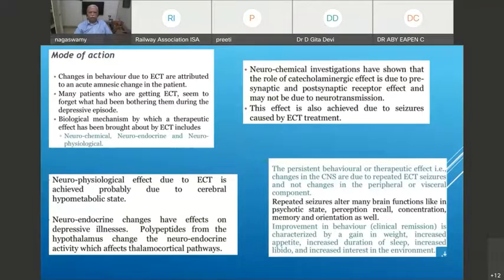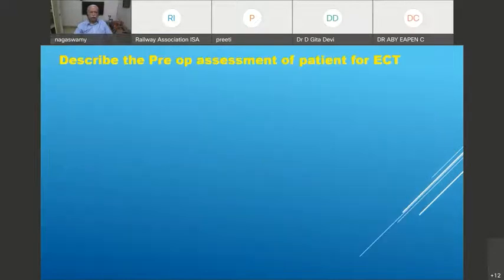That is very important. So how do you assess whether the patient is improving with the ECT? Is the patient eating well, gaining weight, having a good appetite, good sleep, increased libido, and increased interest in the environment? So their whole mood changes. They become more sociable. You can see less depression in them. All these things indicate that they are improving with the treatment.